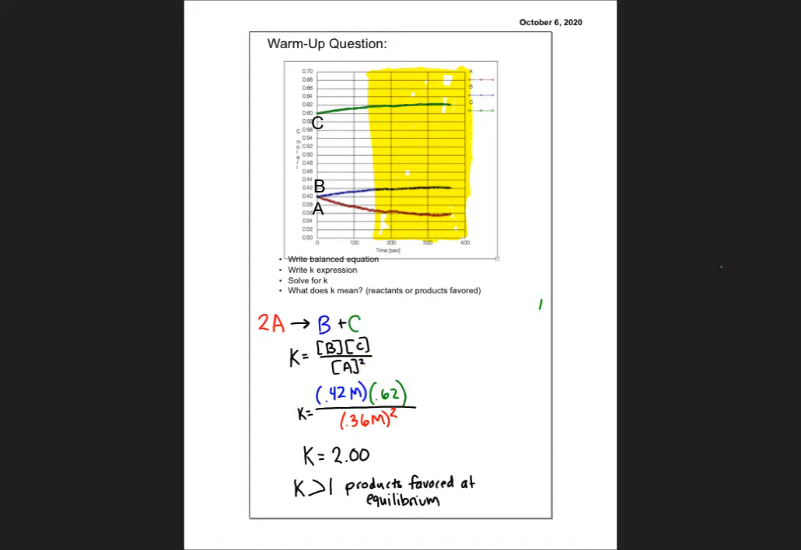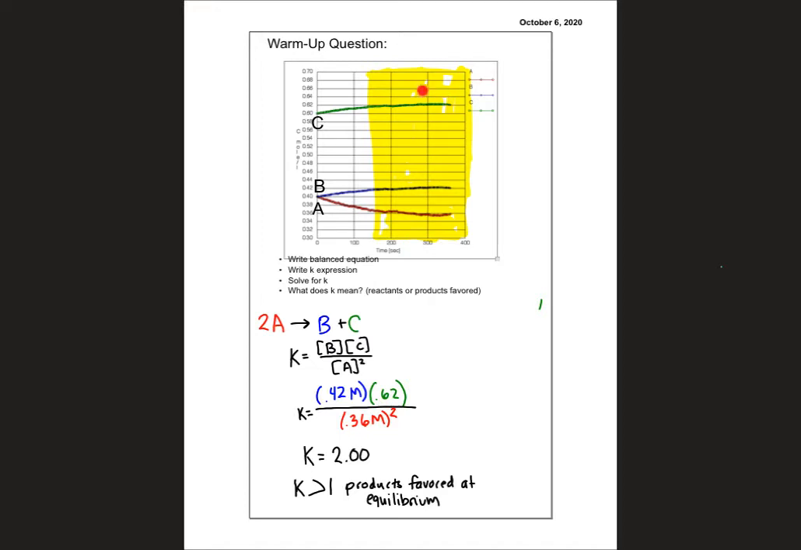To solve for K, I shaded the graph here. Where these graphs level off, that is equilibrium. So I'm going to take the molarity of each at equilibrium: 0.42, 0.62, and then 0.36. And don't forget that one is squared. I get K equals 2. Because K is bigger than 1, that means the products are favored at equilibrium.